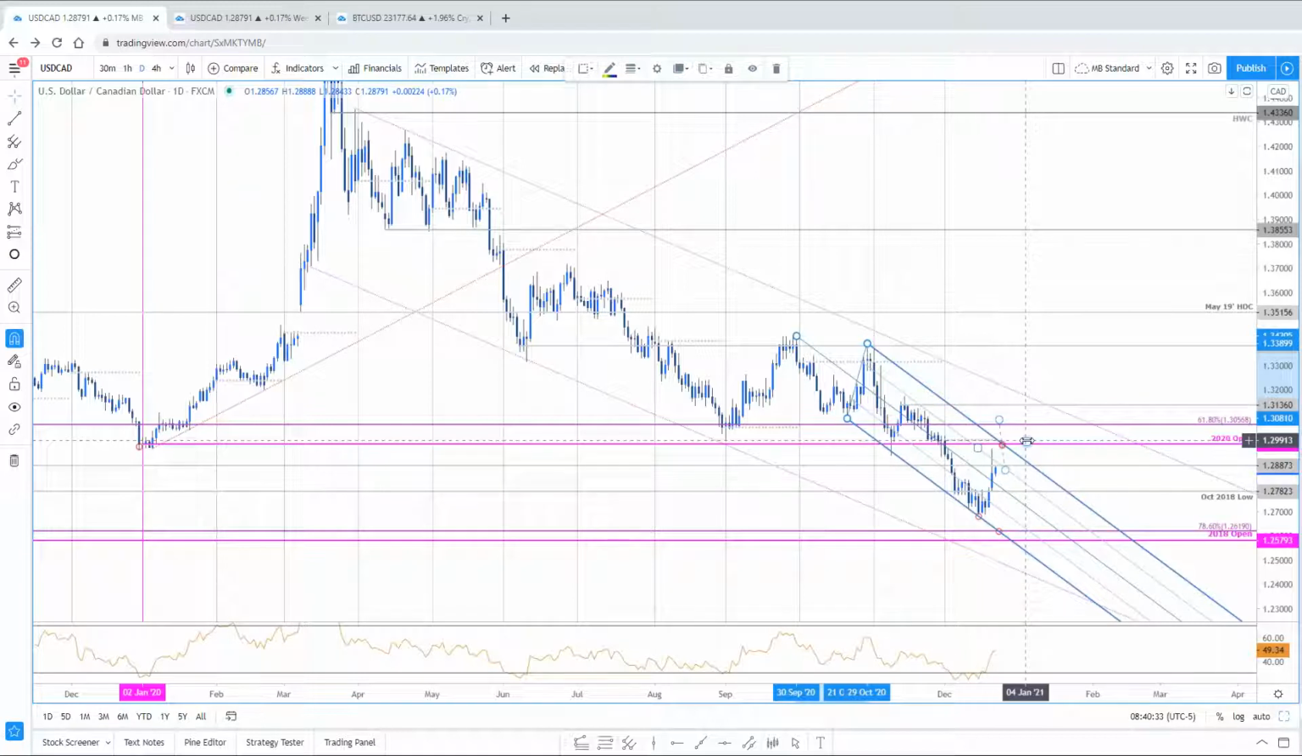So I'm not saying we're there yet. I don't know if it breaks. All I do know is the level that we need to focus on is 29.75, 29.95. That's the breakout zone as it pertains to dollar CAD.